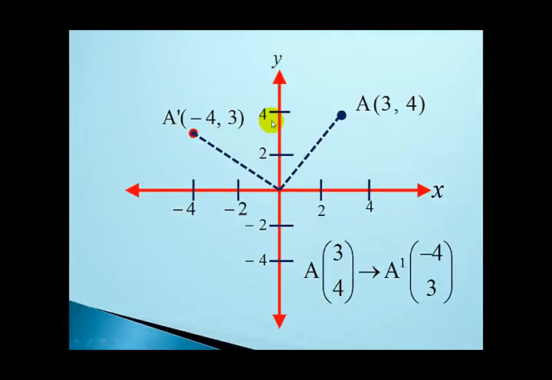So given the point A(3, 4), this maps to A prime, that is (-4, 3). Minus 4 is the x coordinate and 3 is the y coordinate. So we have minus 4 on the x and 3 on the y. So this is the point, and that is the image A prime (-4, 3).